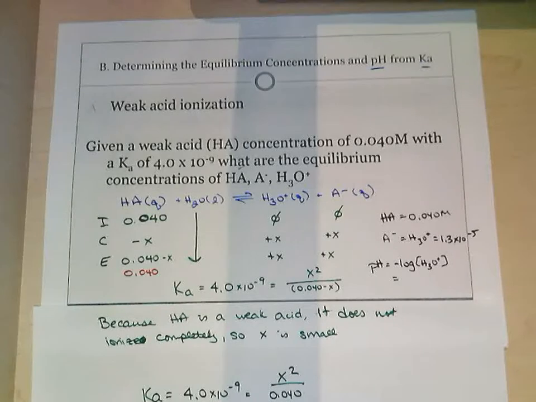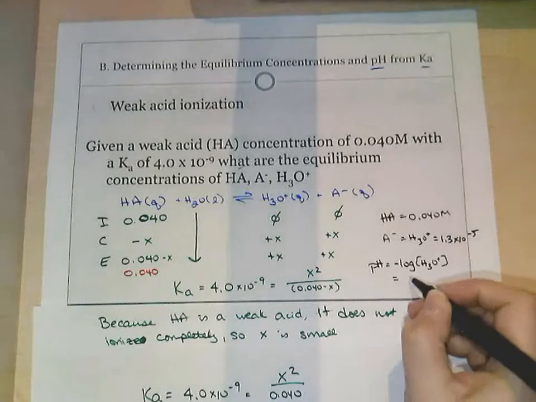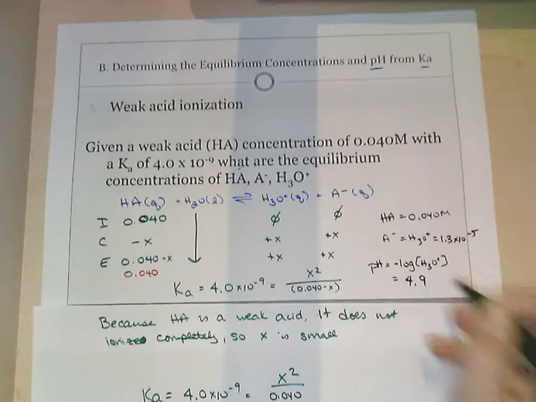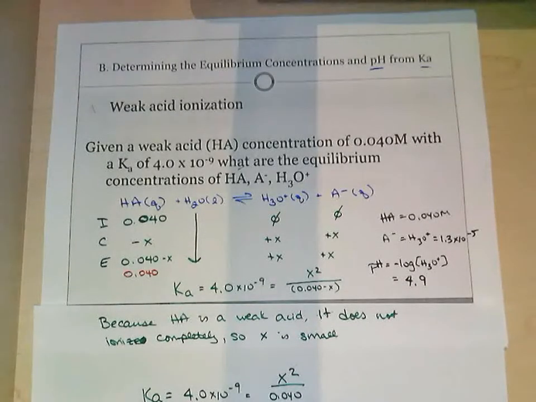1.3. pH 4.9. Does that match up with our expectations? Good. How did you set the A minus equal to H3O plus? Because they're both X. Yep.